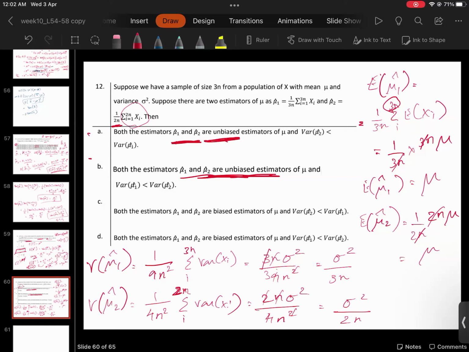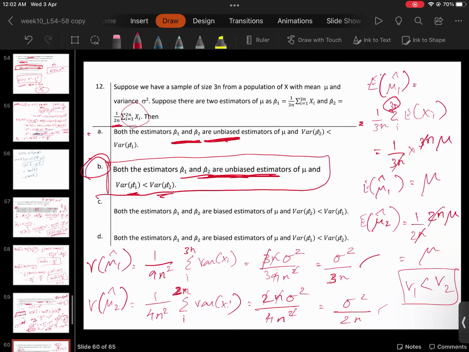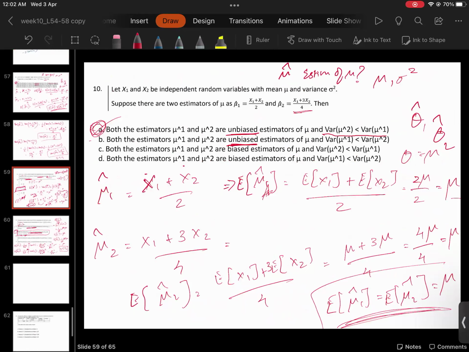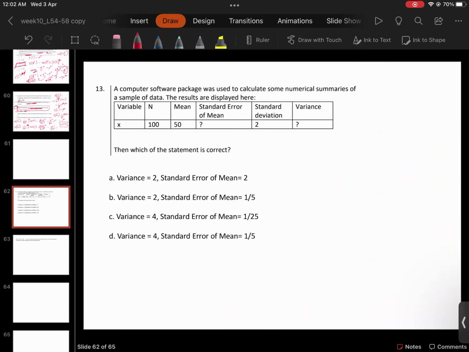So now in this case, V1 is smaller than V2, because V1 has a higher denominator. So what holds is V1 smaller, so option B is your correct answer. So we saw two problems which follow the same steps: this problem and another problem that we saw. You calculate expectation and variance and you see. That is it. Now moving on to the next one.